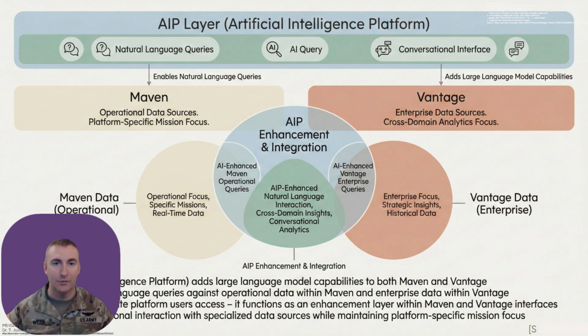AIP, the artificial intelligence platform, adds capabilities without creating new interfaces. It adds large language model capabilities to both Maven and Vantage, enables natural language queries against operational data within Maven and enterprise data within Vantage. AIP is not a separate platform users access. It functions as an enhancement layer within Maven and Vantage interfaces. This allows conversational interaction with specialized data sources while maintaining platform-specific mission focus.